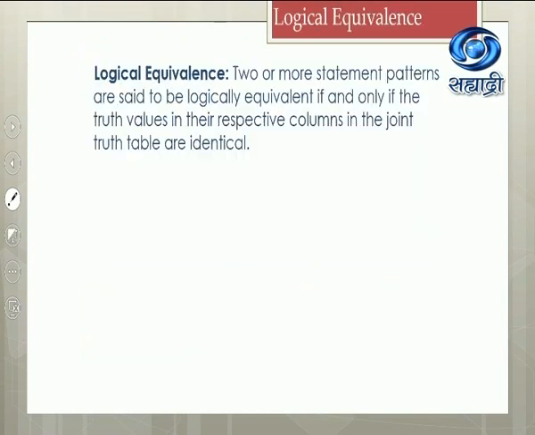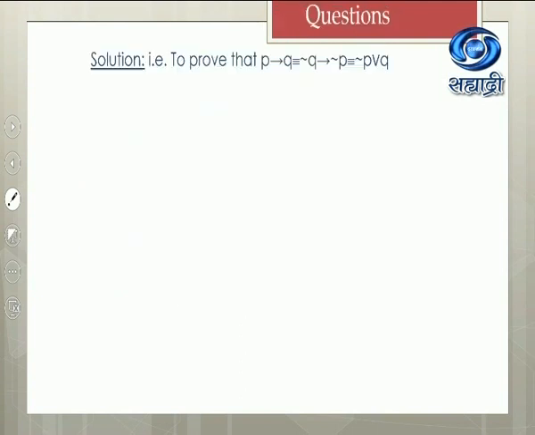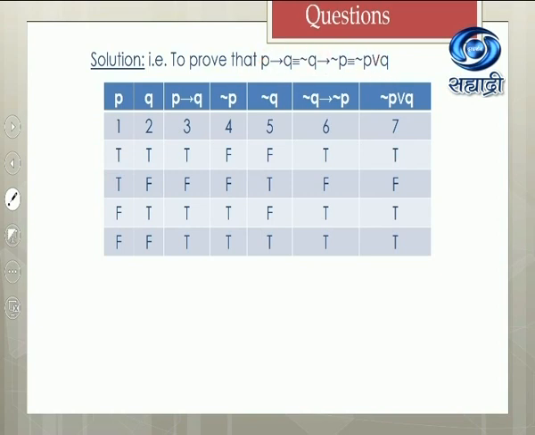Logical equivalence now. Two or more statement patterns are said to be logically equivalent if and only if the truth values in their respective columns in the joint truth table are identical. If two statement patterns are given to you, we are going to see the equivalence by the truth table. Okay. See the example. Prove that the following pairs of statement patterns are equivalent: P implies Q, negation of Q implies negation P, and negation of P or Q. These are the three statement patterns given to you. So how will we do that? We have to prove these three are equivalent.